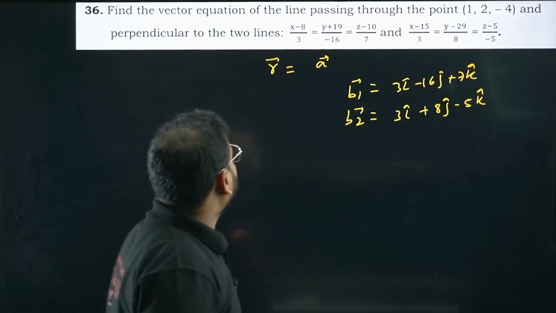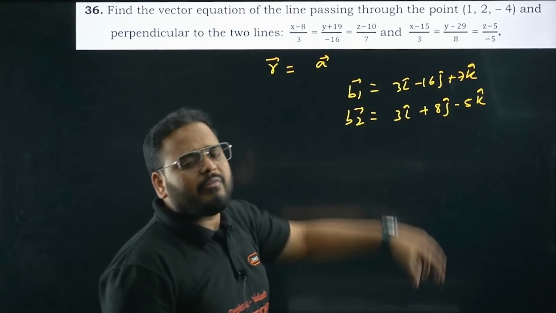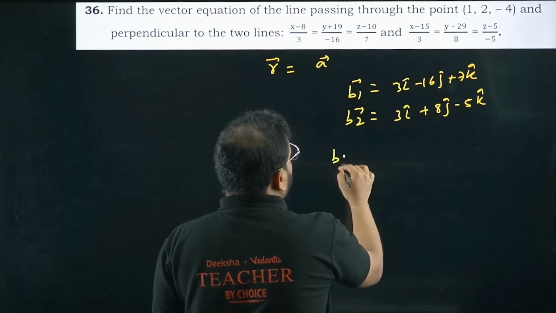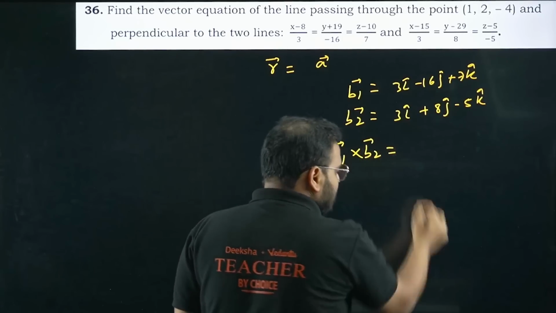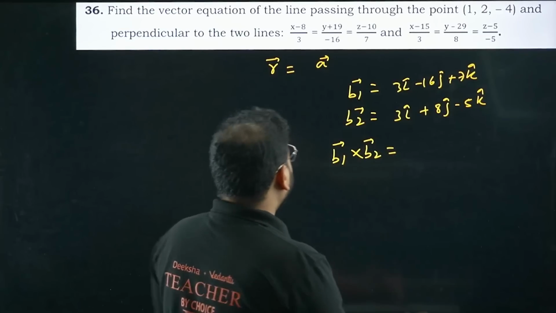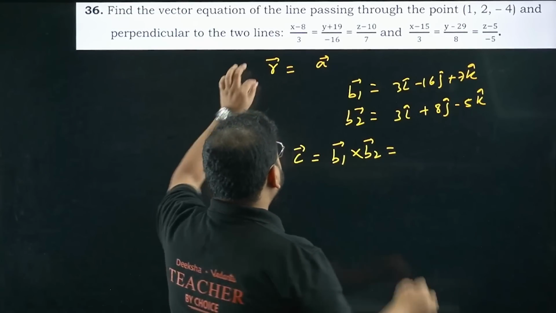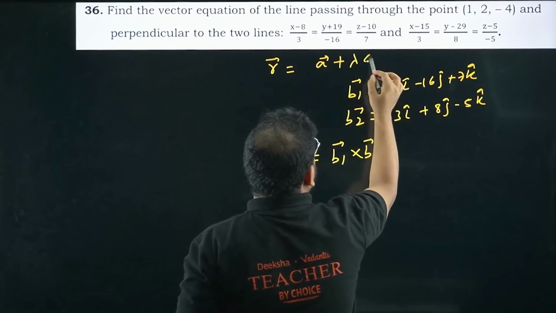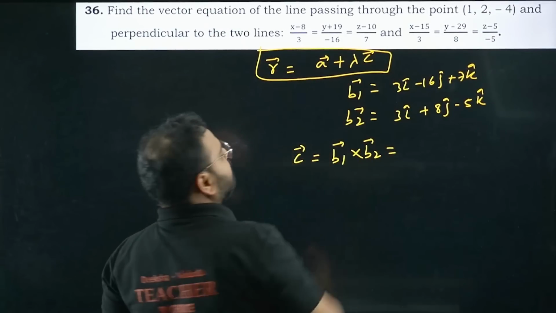The direction, bacha, is nothing but perpendicular to both the lines. How to find perpendicular vector? Simply this way, bacha. Vector B1 cross vector B2. So you're gonna find this value. This will be nothing but your vector, let's say vector C. So the resulting answer will be actually A plus lambda times C. This is your final answer.